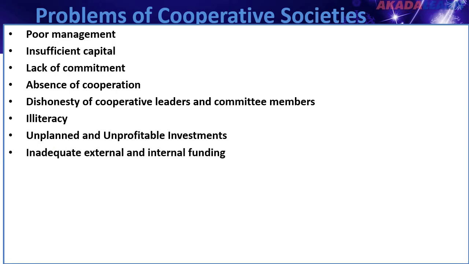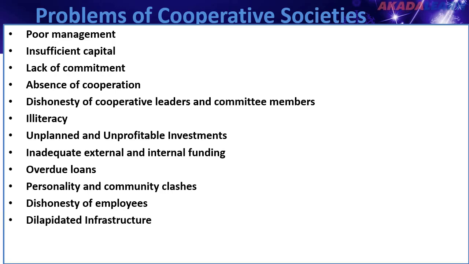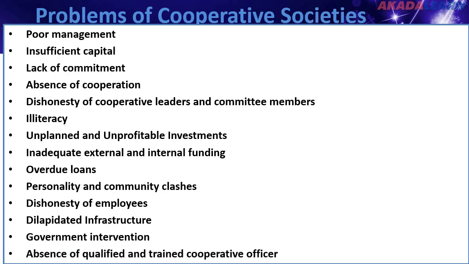Next, inadequate external and internal funding. As we said earlier, insufficient capital. We also have overdue loans. This also emerges as a problem to cooperatives, as members who took loans from the society could not pay back as at when due. Next, personality and community clashes. This may also hinder cooperative society. Next is dishonesty of employees. We also have dilapidated infrastructure. We also have government intervention. And lastly, we have absence of qualified and trained cooperative officers.